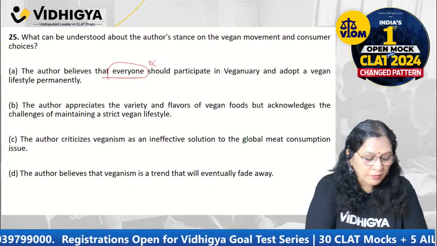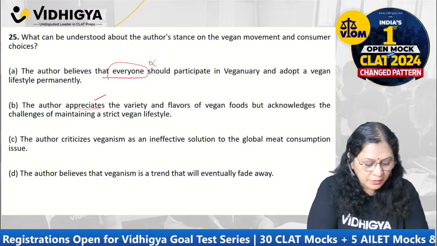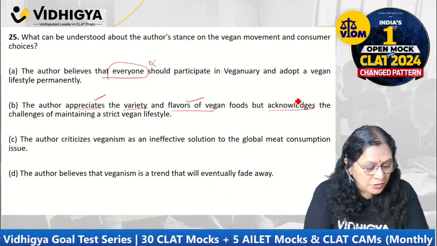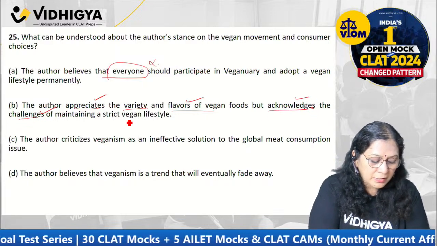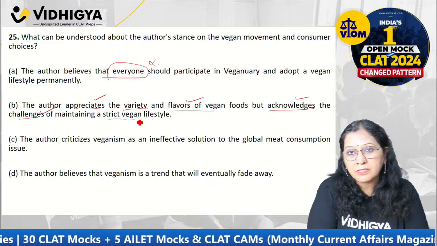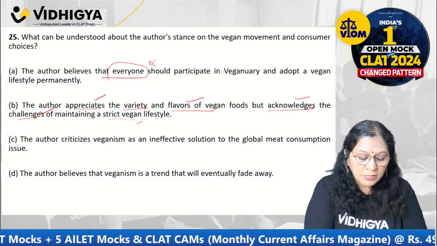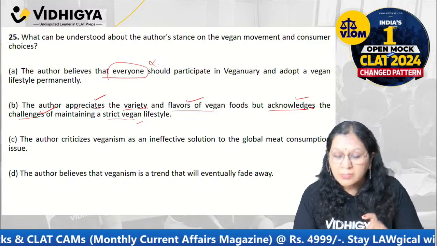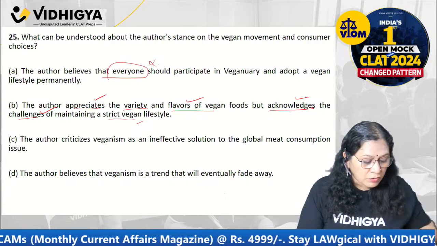Author appreciates the variety, fine, this is a positive word. Variety in flavors of vegan foods, that was also there. Acknowledges the challenges, this is also correct. Maintaining a strict vegan lifestyle, this is also correct. So he was acknowledging the complexity, the challenges of maintaining a strict vegan lifestyle. This can be the answer. We'll still go to the third one.